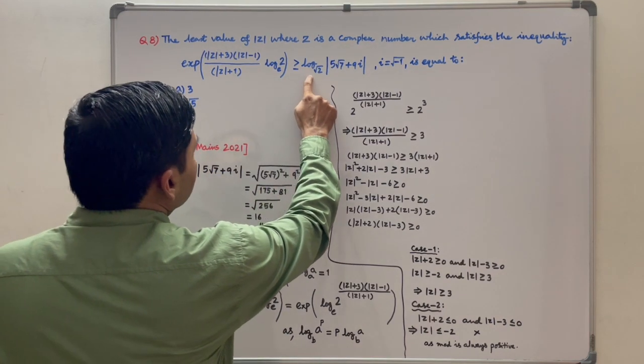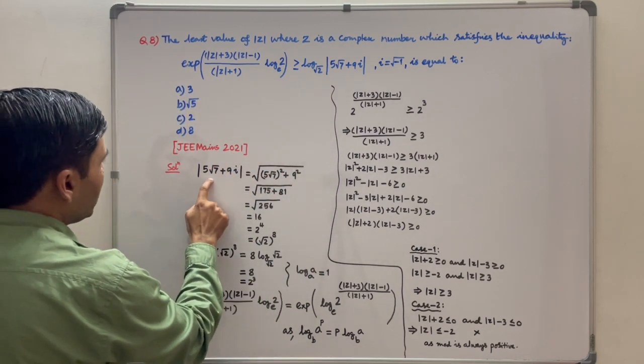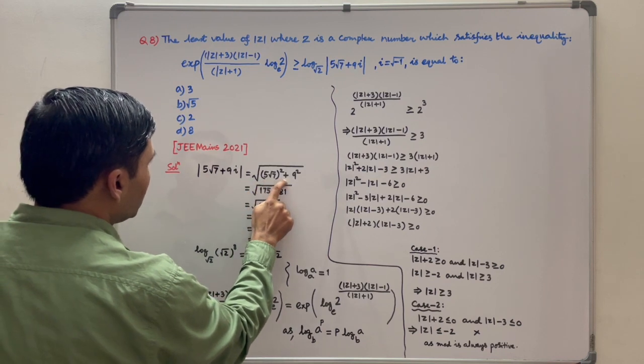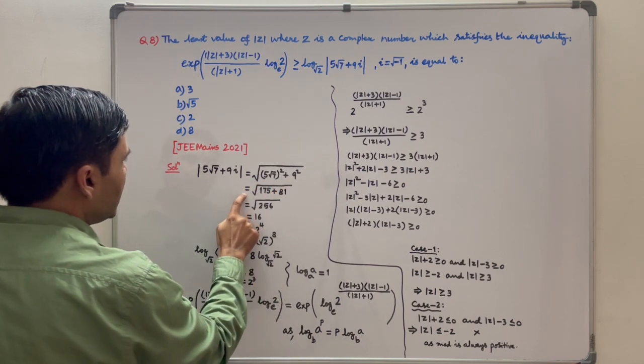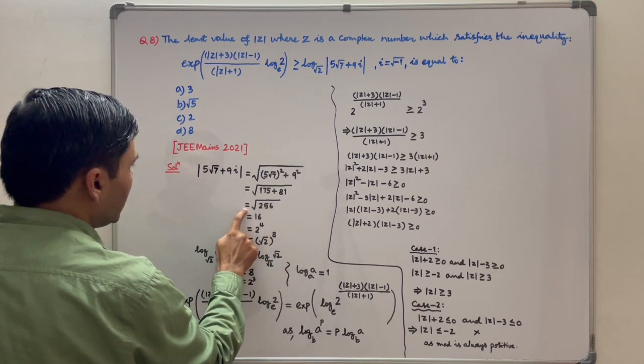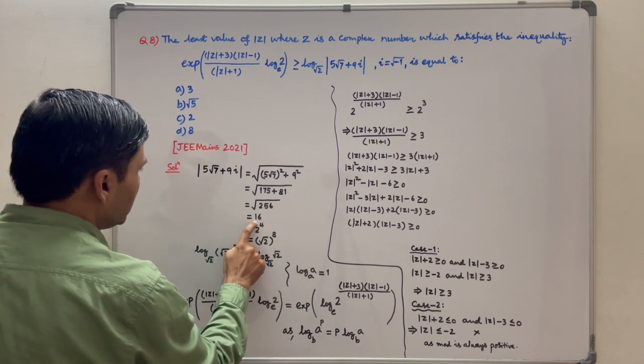First, we will simplify the right hand side of the inequality. Mod 5 root 7 plus 9i is equal to under root 5 root 7 square plus 9 square, and that is equal to under root 175 plus 81, and that is equal to under root 256, which is equal to 16.